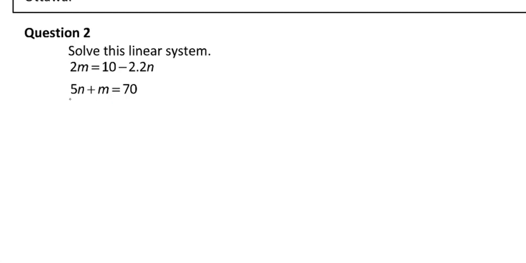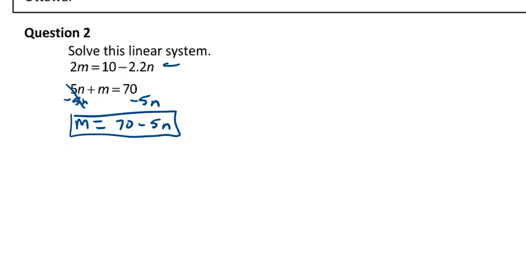So let's do that. We'll just subtract 5n from both sides. So minus 5n, minus 5n. So we get m is equal to 70 minus 5n, or negative 5n plus 70, you'll get the same answer either way, right? So, all right, there's one of our equations, and there's the other.